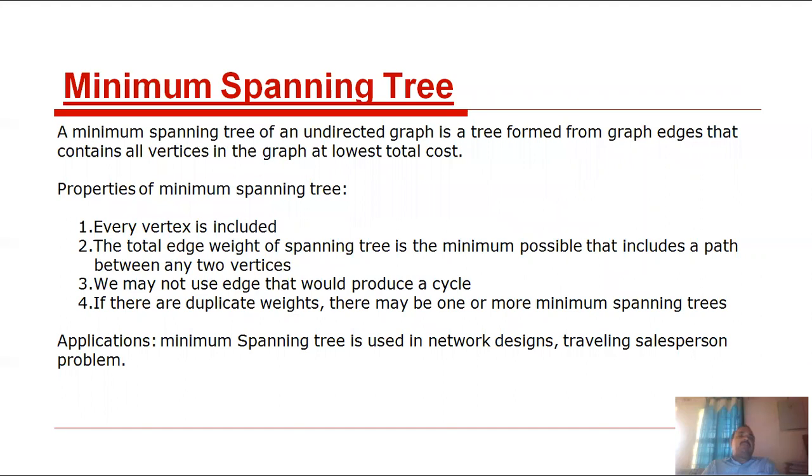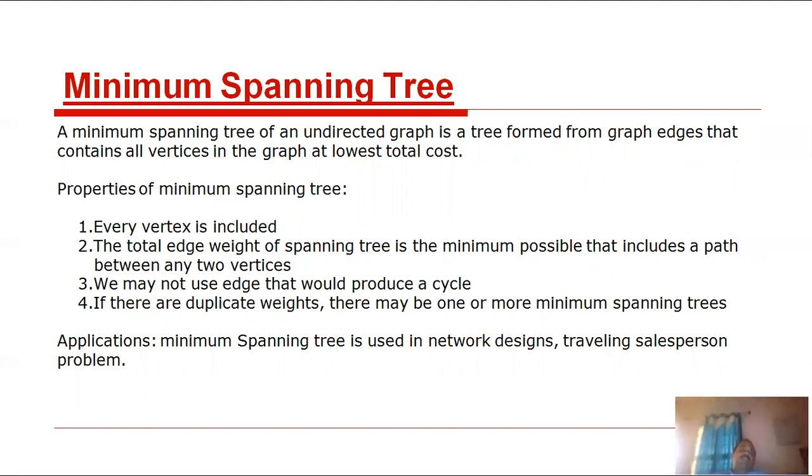Minimum spanning trees. A minimum spanning tree of an undirected graph is a tree formed from graph edges that contains all vertices in the graph at lowest total cost. Clear? All of you. A minimum spanning tree of an undirected graph is a tree formed from graph edges that contains all vertices in the graph at lowest total cost.